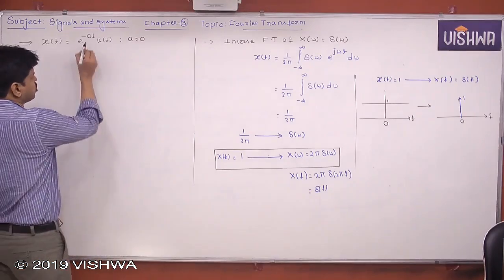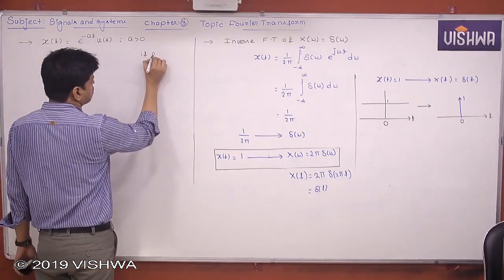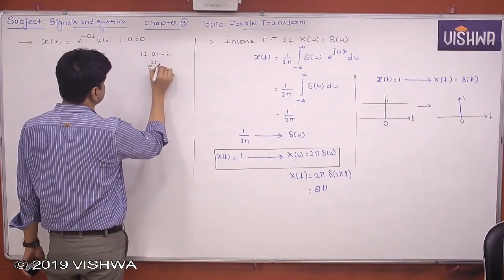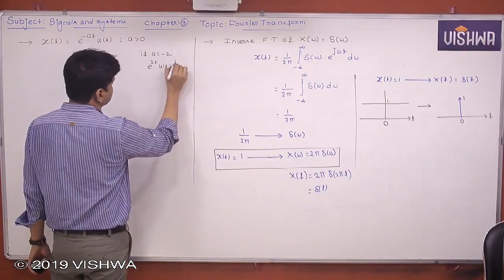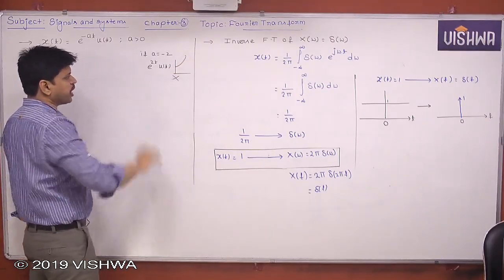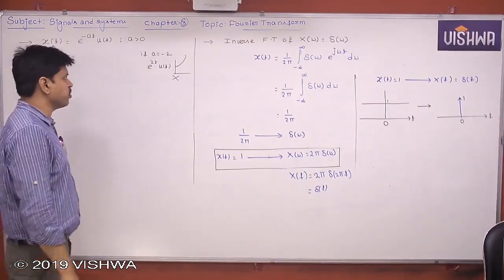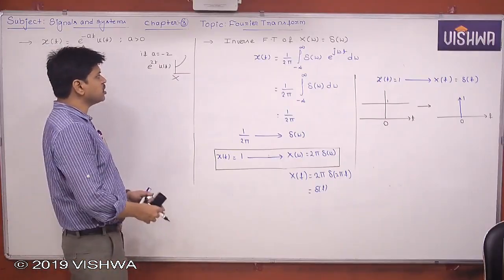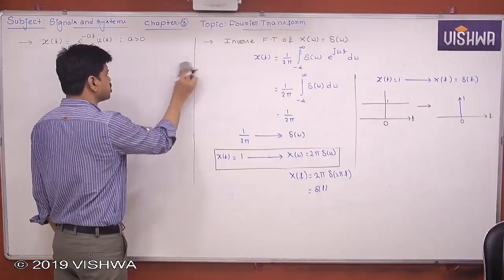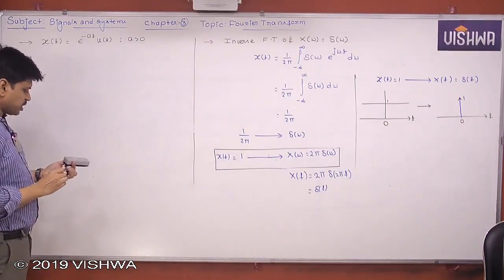If a is equal to minus 2, then it is going to be e power 2t u of t, which is a growing exponential. For this growing exponential, we don't have any Fourier transform. Why? It is an unbounded function. I told you, for unbounded signals, the Fourier transform does not exist. So that's why this condition has to be there. A greater than 0 has to be there. For this, I have to calculate the Fourier transform.